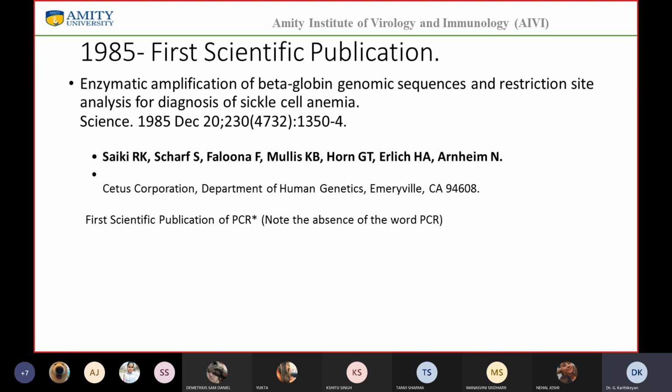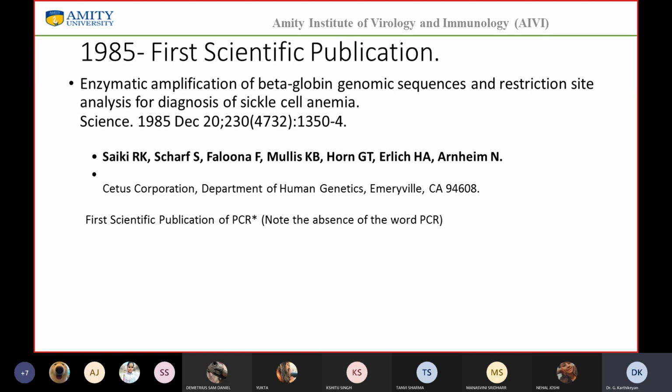The popularity of this technique shows in an exponential explosion of publications. The first scientific publication on PCR came out in 1985 in Science, which is one of the top three journals in scientific publication. It never used the word PCR; that term was coined a little later. The title of the paper was enzymatic amplification of beta globin genomic sequences, and the analysis for the diagnosis. So the first paper itself talked about diagnostics using PCR.